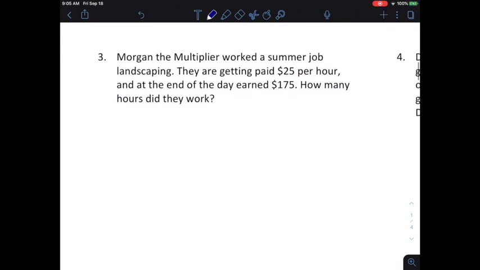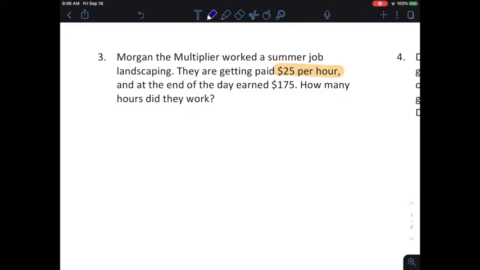Let's look at Morgan the multiplier. Morgan the multiplier worked a summer job landscaping. They are getting paid $25 per hour, and at the end of the day earned $175. How many hours did they work? All right, anytime we see $25 per hour, we know that that's going to be multiplication, because per stands for multiplication.